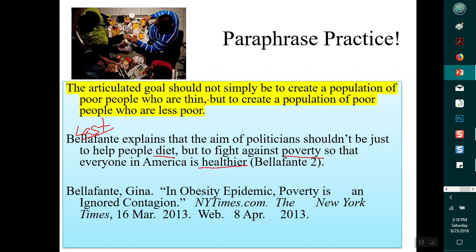So here, instead of having thin, I have diet. Instead of having poor, I have poverty. But the idea is the exact same, and so I have the citation, Belafonte from page 2. Now you notice for my sandwich, I have introduced the evidence with Belafonte explains. I give the evidence in the form of my citation, and then I cite it. Now, if this were a real essay, I would go on to explain the evidence and give that second part of that hamburger bun.